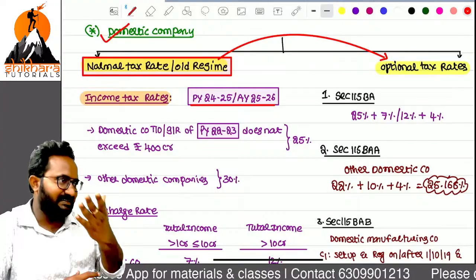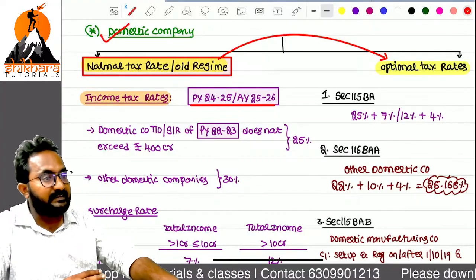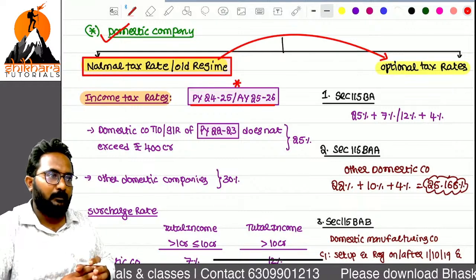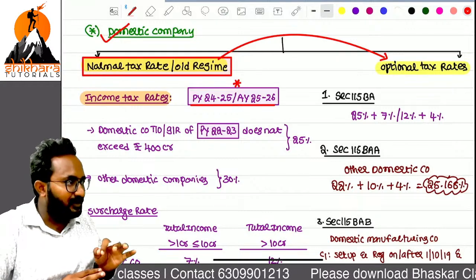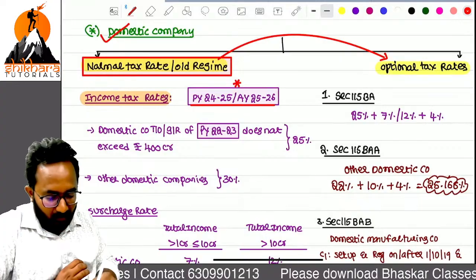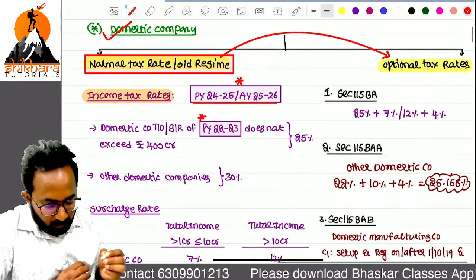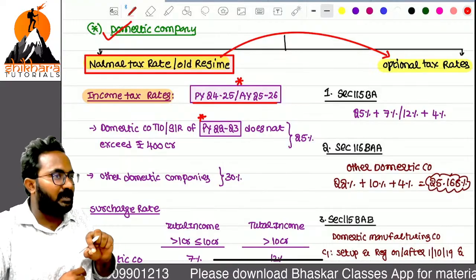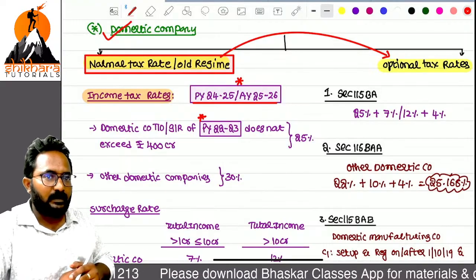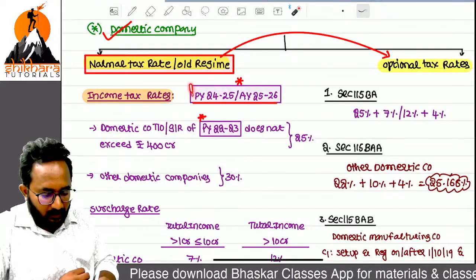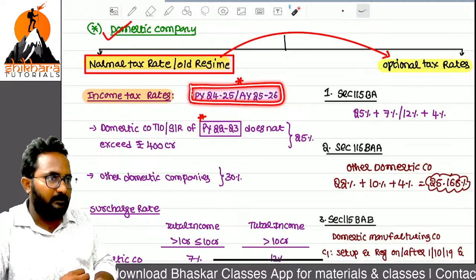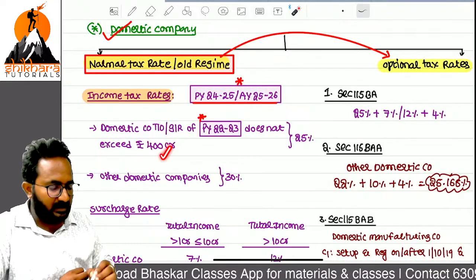Here only one magic is there. For the previous year, you want to know the tax rate. But the tax rate of a domestic company depends on which year's turnover or gross receipts. Previous year 2022-23, there is a logic, sir. The latest year's sales we can influence easily.